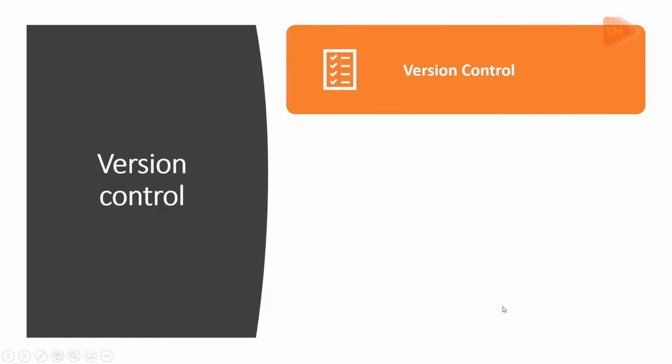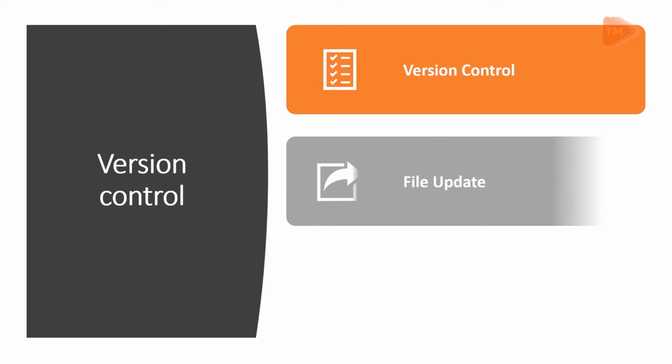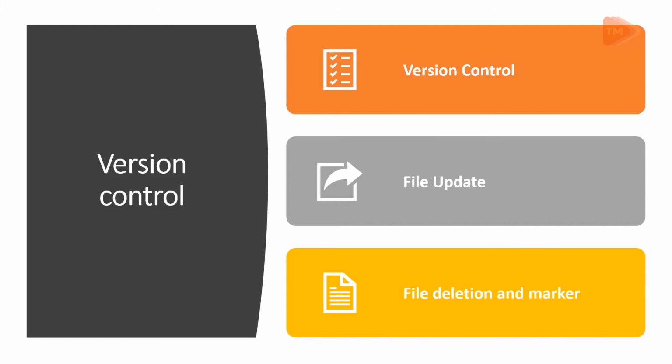Let's check out version control in this session. So let's see what this is. First, we're going to enable version control on the file that we have uploaded. Then we're going to update the file. And then we're going to do a deletion and see there is a marker set on that. We'll see that in the session. So this is what we are going to do now. Let's get right into it.